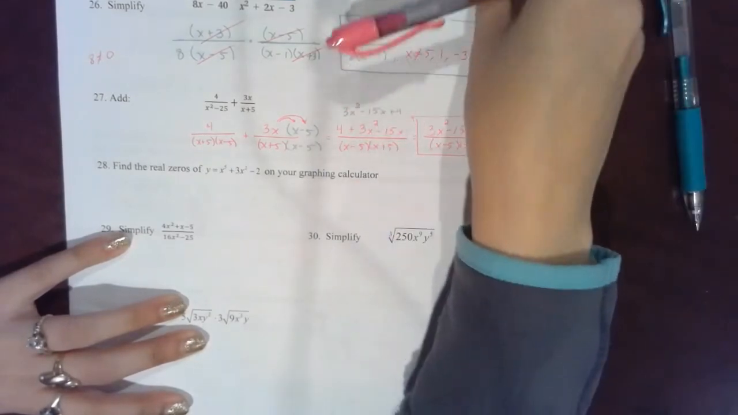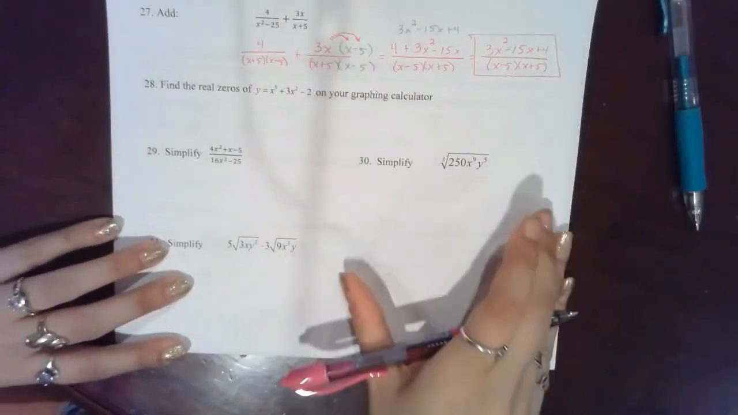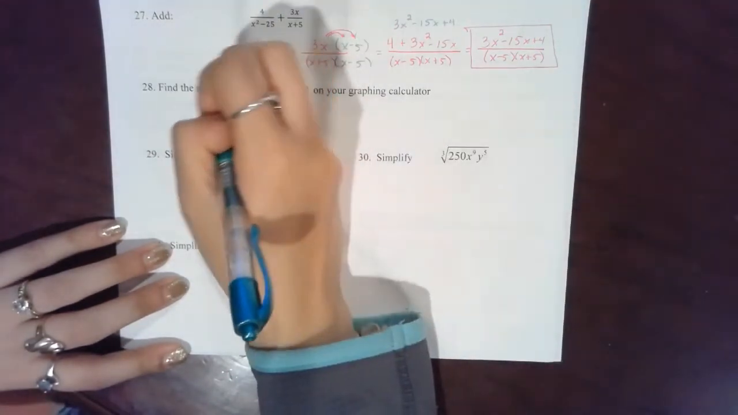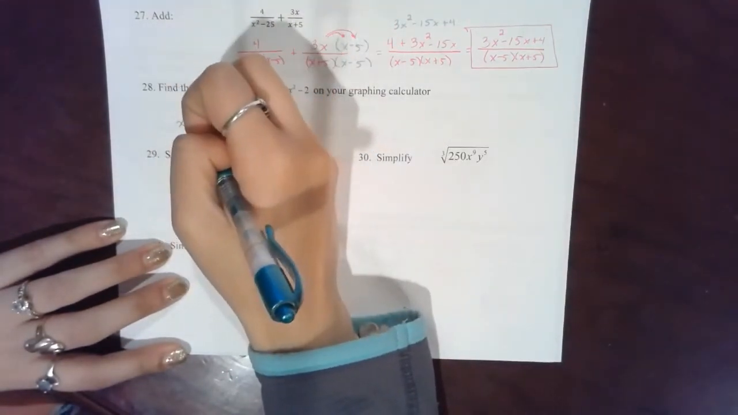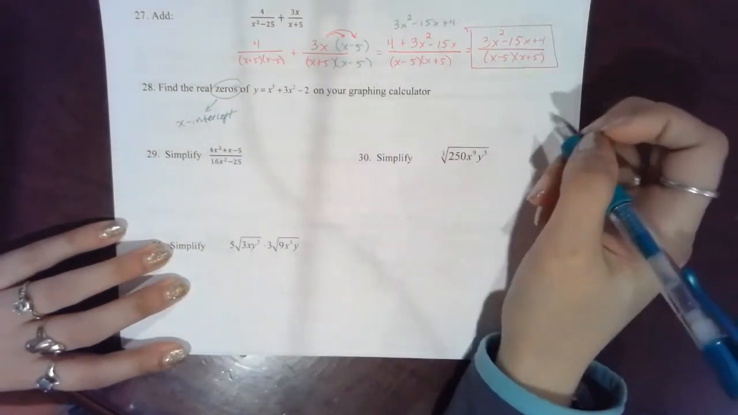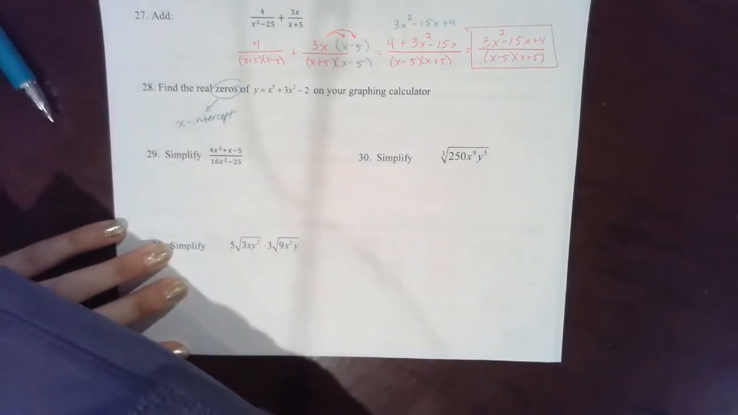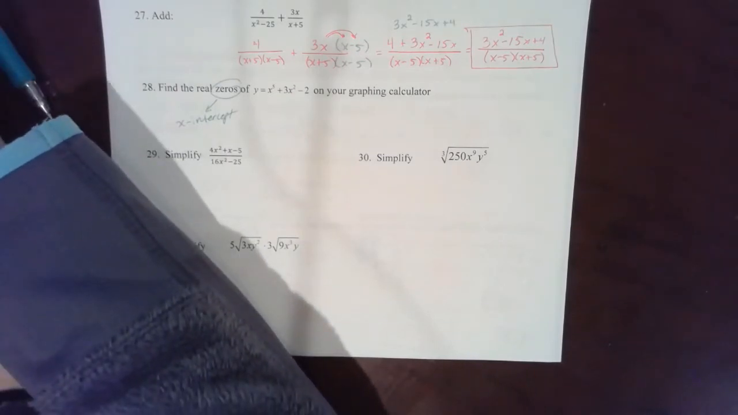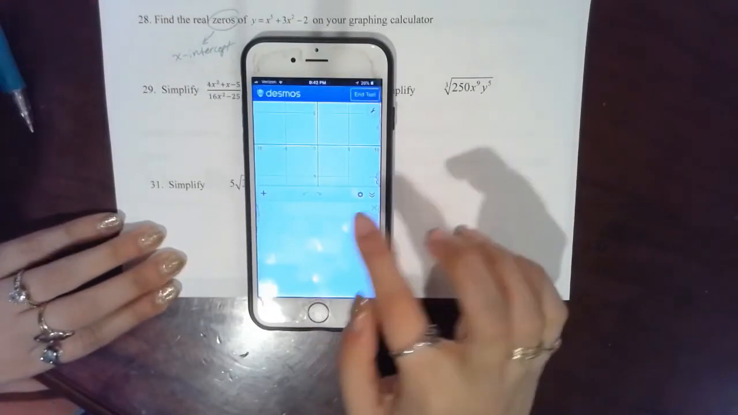Okay. Find the real zeros on our graphing calculator. Zeros is another word for x-intercept. So if you wanted to, you can put it in the calculator, or you can just put it into Desmos and tap where you find the answer. So that's exactly what we're going to do. I'm going to pull up Desmos. If my phone decides to, let's go ahead and do that together. So to start, I'm going to go ahead and plug in our formula. So that's y equals x. Oops.